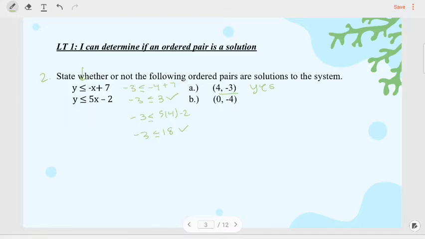I'm going to test the second one similarly. It's going to work for both, and we have a solution. Yes.